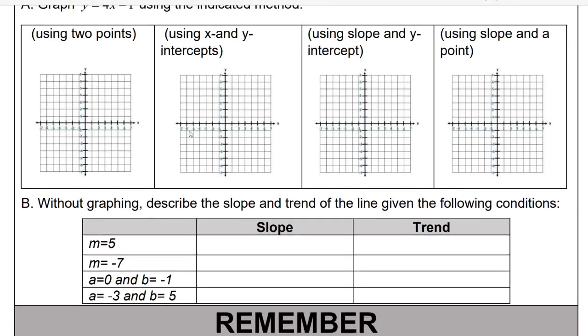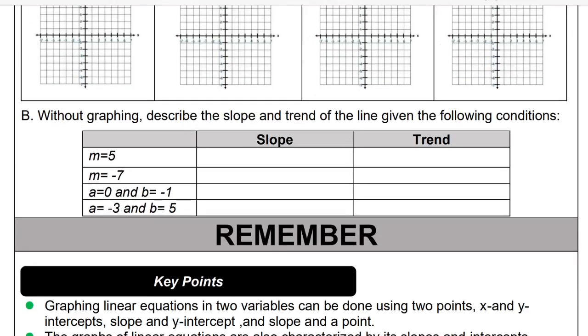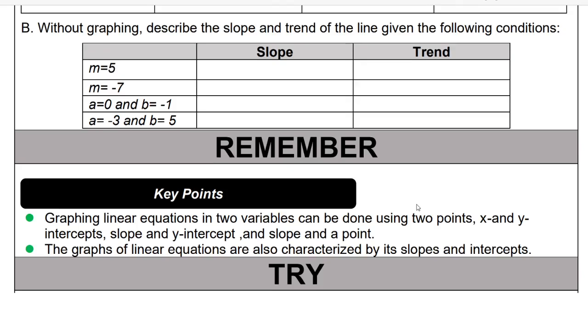Yung kanina. Okay? So, without graphing, describe the slope and trend of the line given the following. Given the slope, sabihin nyo lang kung positive ba, negative ba ang slope, and then you just tell the trend. If it is increasing, decreasing, neither ba, undefined ba. So, ganun lang ang trend.